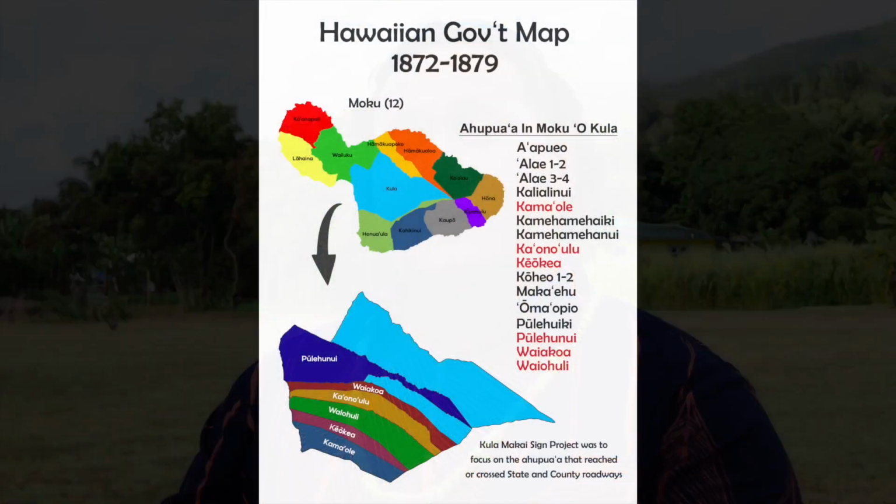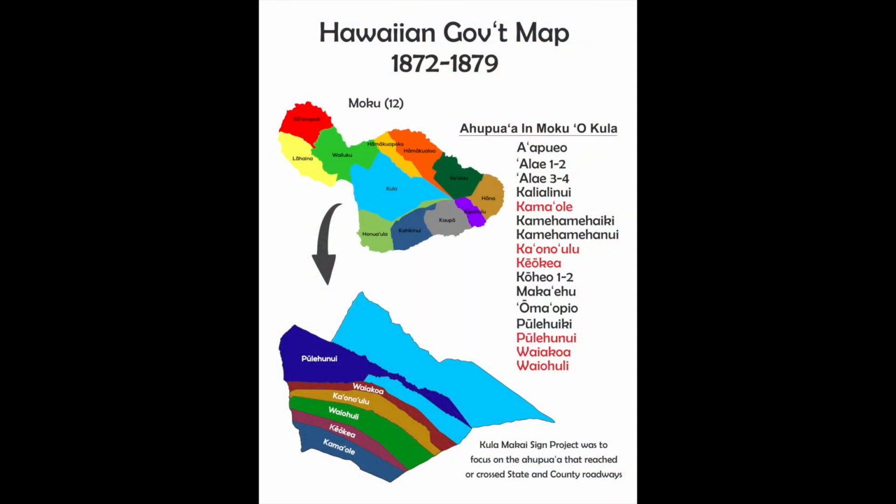So before Kamehameha, Maui had their own land division. And after Kamehameha, we adopted the moku system. So here on Maui, there are 12 different moku. And within each moku, we have many ahupua'a.